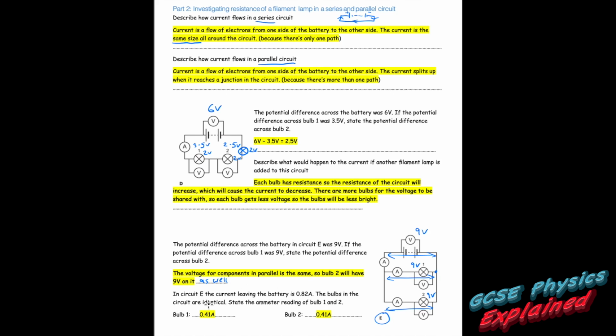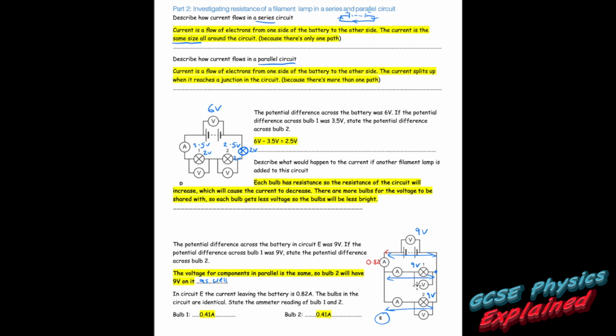In circuit E, the current leaving the battery is 0.82 amps. So 0.82 amps coming out of the battery and going down there. The bulbs in the circuit are identical. So that means this path here has got the same resistance as this path here. State the ammeter reading of bulb 1 and 2.